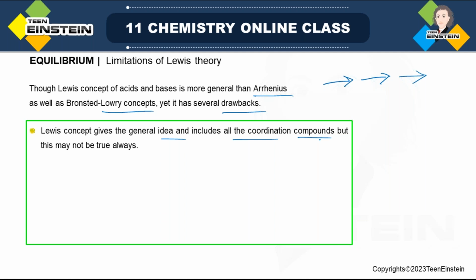Coordination compounds have a separate chapter in class 12. When you read it in detail, you will see that you cannot explain all the coordination compounds on that basis. It is not that all the metal ions behave as Lewis acids, or all the ligands associated with them behave as Lewis bases. No, that may not always be true.